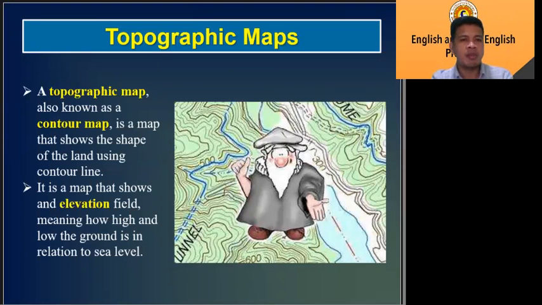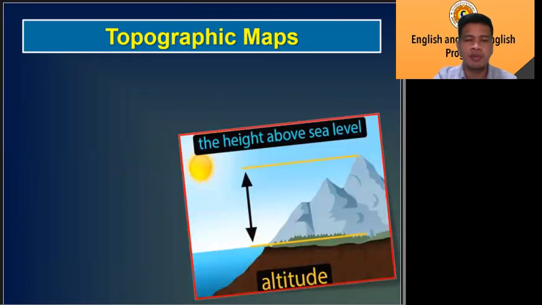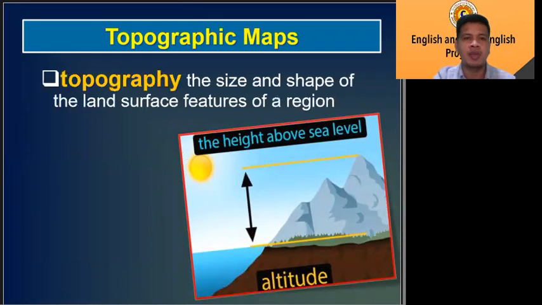Now, a topographic map is also known as a contour map, okay? This is a kind of map that shows the shape of the land, okay, using contour lines. What is a contour line? I'm going to tell you later on, okay? And it is a map that shows elevation, meaning how high and low the ground is in relation to the sea level, right? So basically, this is one of the features of a topographic map, elevation.